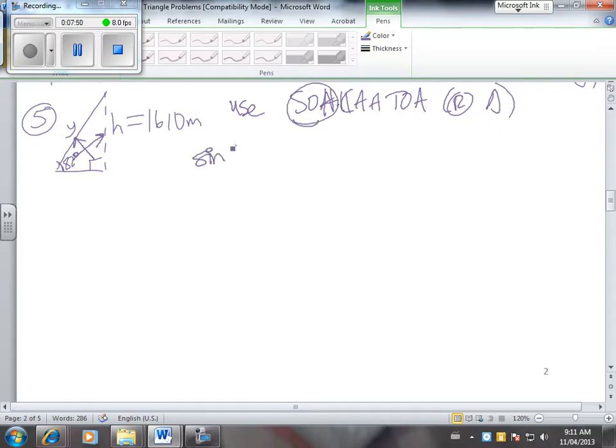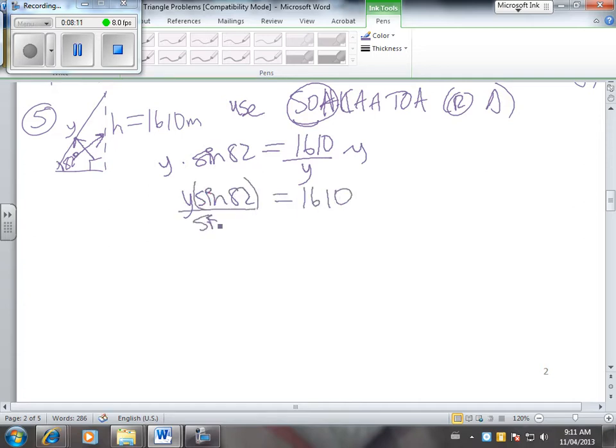So I start with sine 82 equals opposite, which is height, 1610 over y. Now to get y by itself, I multiply both sides by y. Now I have y sine 82 equals 1610. To get y by itself, I divide by sine 82. I'm just going to bring it up here to save space. So I'll get y equals 1625.8 meters. And I'm just going to keep that 0.8 for now just to be really accurate.